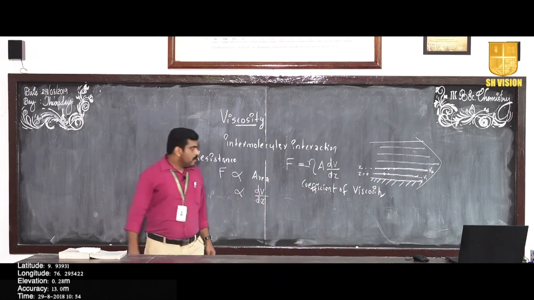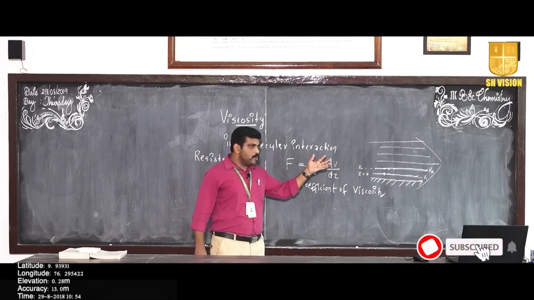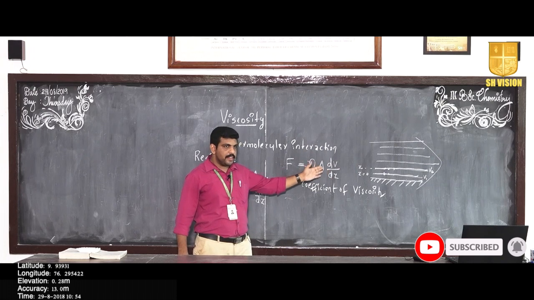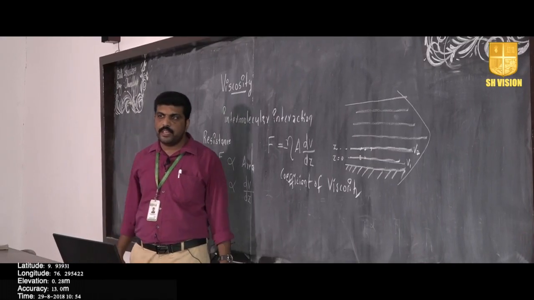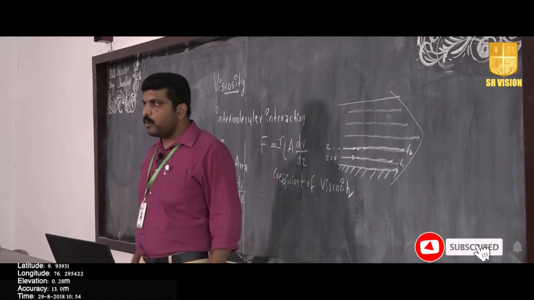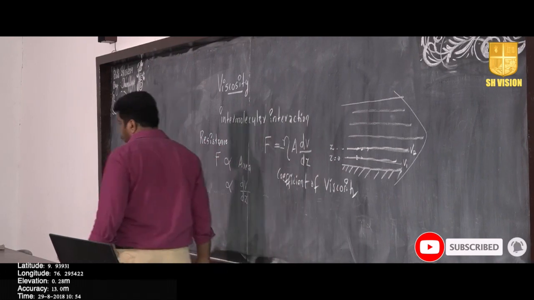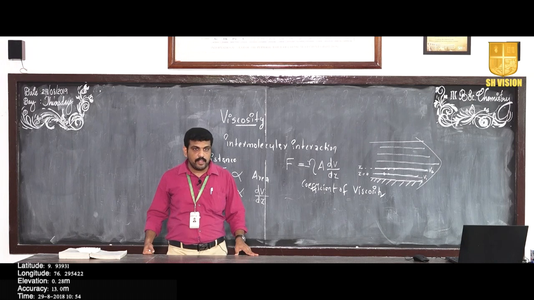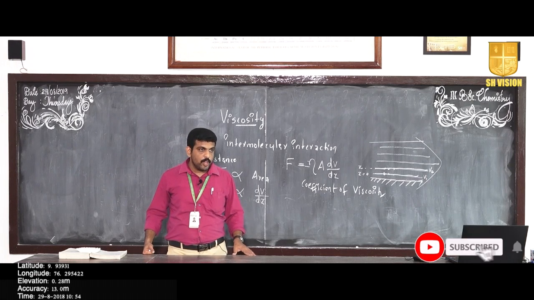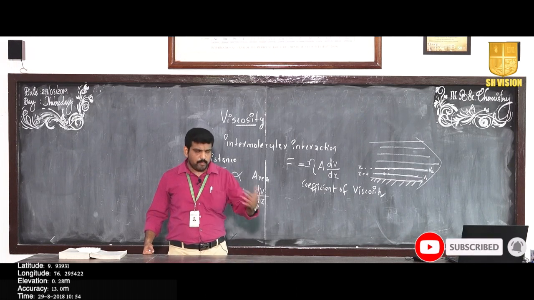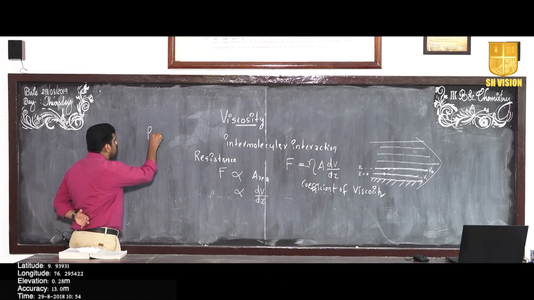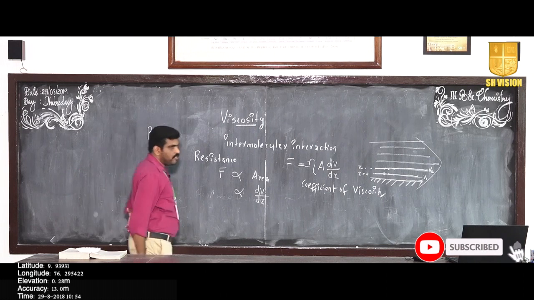Now you can use the units of area, velocity gradient and force, and you can find out the units of the coefficient of viscosity. The most common unit, the one which we normally use in our laboratory for measuring viscosity, is poise, or more precisely micropoise. That is the most common unit of the coefficient of viscosity.